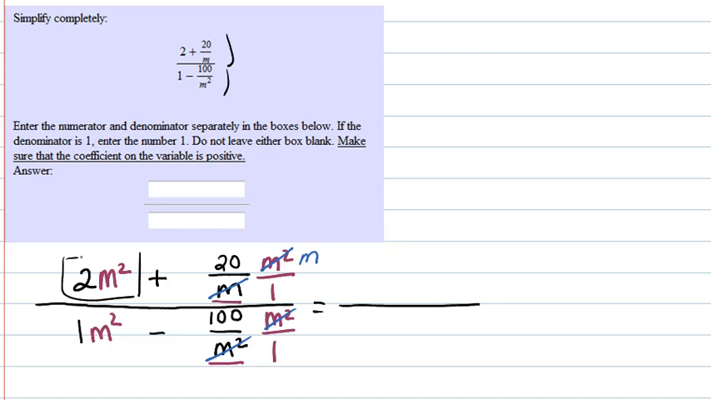So we've got 2m squared. One of the m's dropped out, so we still have plus 20m. And then on the bottom, we've got 1m squared. We don't have to write the 1. You can if you want to. And then minus 100. Okay.